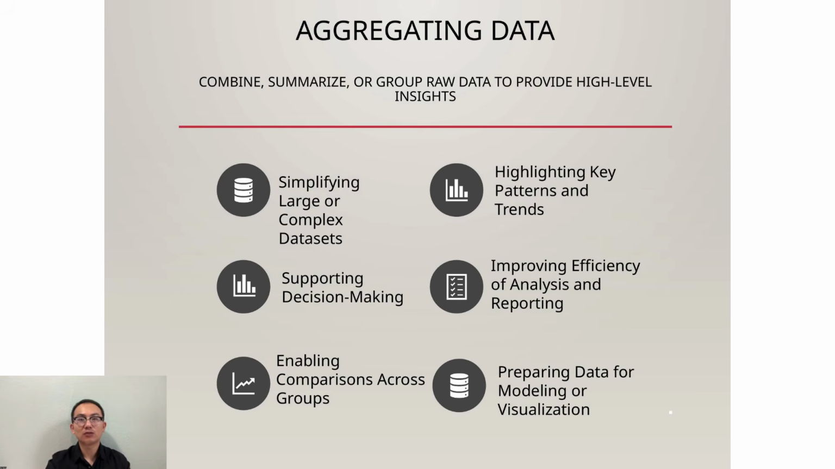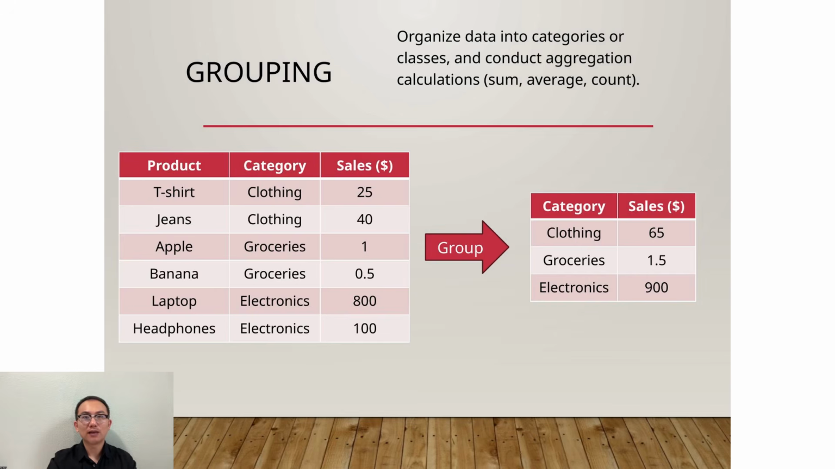Plus, aggregation lets you compare across groups like by age, gender, or region. Say you're looking at student test scores. Instead of reviewing every score, you can look at average scores by school or district to find performance gaps. And finally, visualization tools and models often work better with aggregated data. It reduces noise and highlights relationships more clearly. For example, a heat map showing average satisfaction by region and service type is much more insightful than plotting thousands of individual responses.